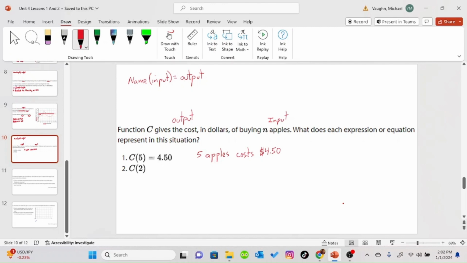Now if we look at number 2, we don't have an output, but we do have an input, which is 2 apples. But it tells us that it gives us the cost in dollars. So even though they don't tell us what it equals, just the function notation says that this function would give us the cost of 2 apples. We don't know what that cost is, but we do know that's what the function notation would give us.